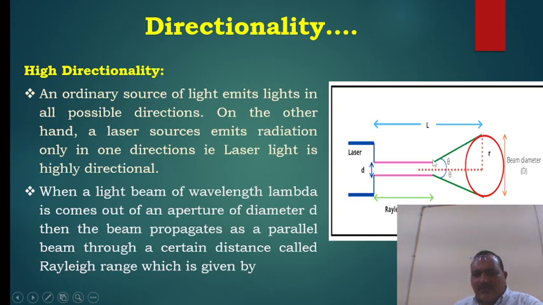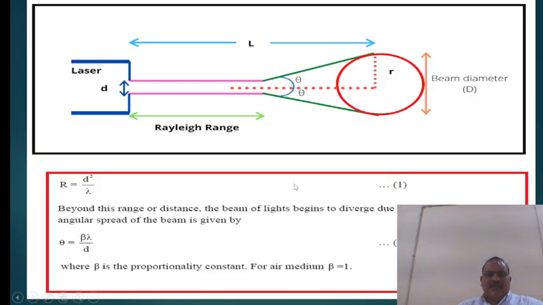After this particular distance, the beam begins to diverge, and r is the radius of the final cone that we have made geometrically here. This Rayleigh range is given by the relation d square by lambda, where d is the aperture size and lambda is the wavelength of the light emitted by the laser. So this is known as the Rayleigh range.